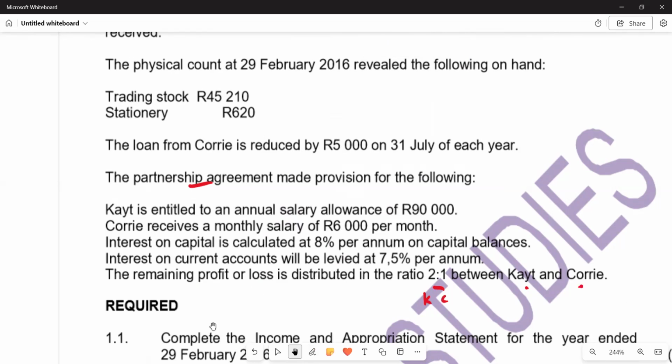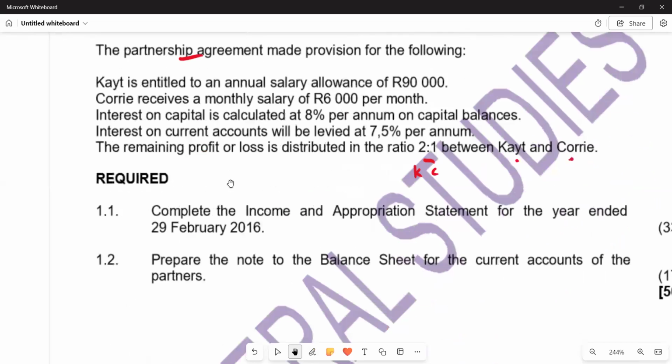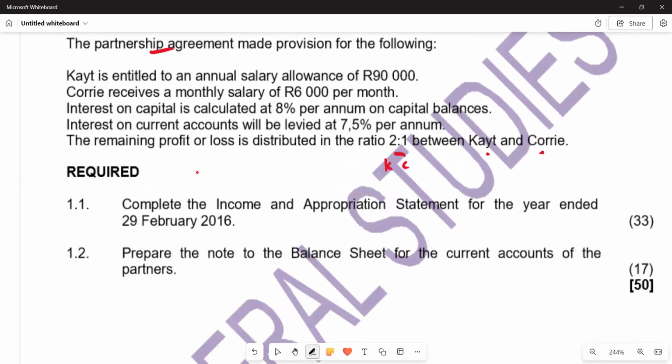But in the required part, if you go there, you'd see that it requires you to complete the income and appropriation statement for the year ended 29 February 2016. And the question has 33 marks. In this case, for 1.1, we are going to have an income statement, and then beneath the income statement, we are also going to prepare an appropriation statement. So this is what we have. So we go to our answer section now.